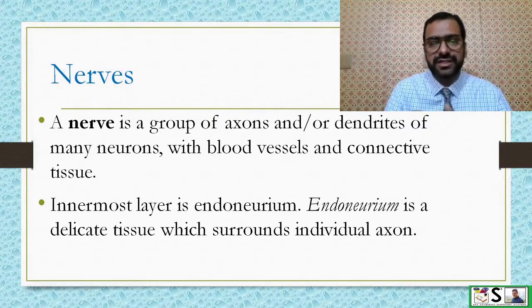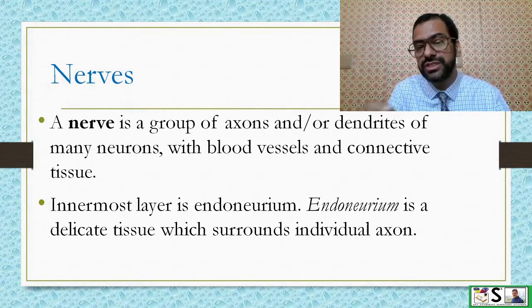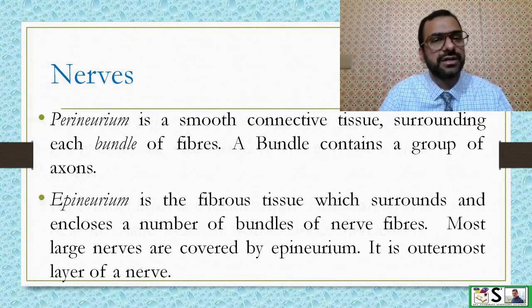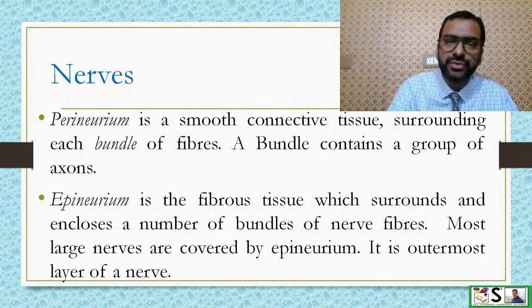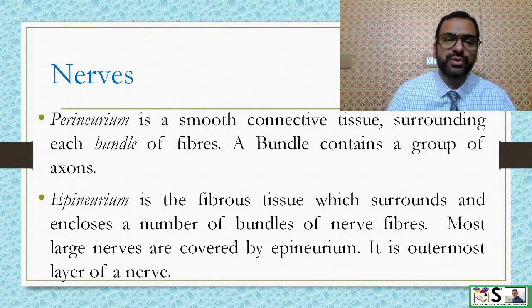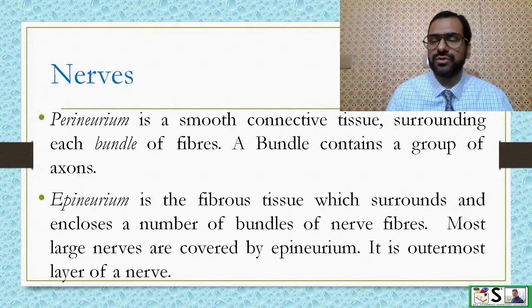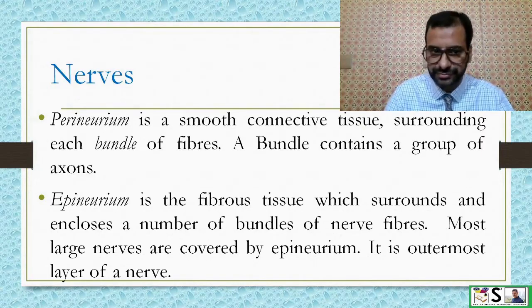The innermost layer in the nerve is endoneurium. Endoneurium is a delicate structure which surrounds each axon in a nerve. Then there is a perineurium, which is smooth connective tissue that supports each bundle of fibers. A bundle contains a lot of axons.